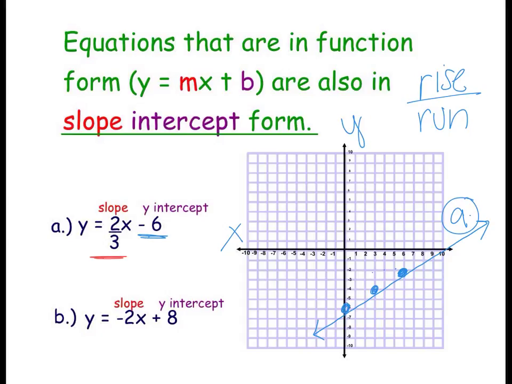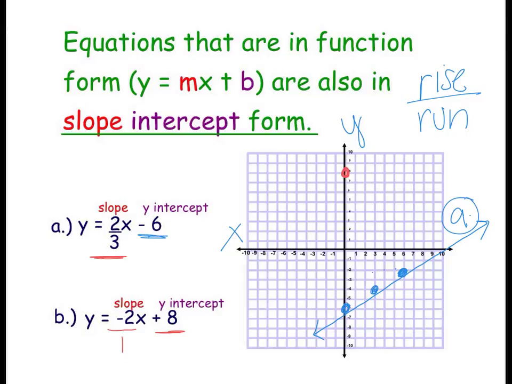Now, let's look at line B. Line B has a y-intercept of 8, so that's our starting point. We're going to go to 8 on the y-axis and put our first point. Then our slope is -2. Now remember, slope is rise over run. I really would like a fraction there, so I'm going to make -2 into a fraction by making it -2 over 1. Now, my rise over my run is -2 over 1.